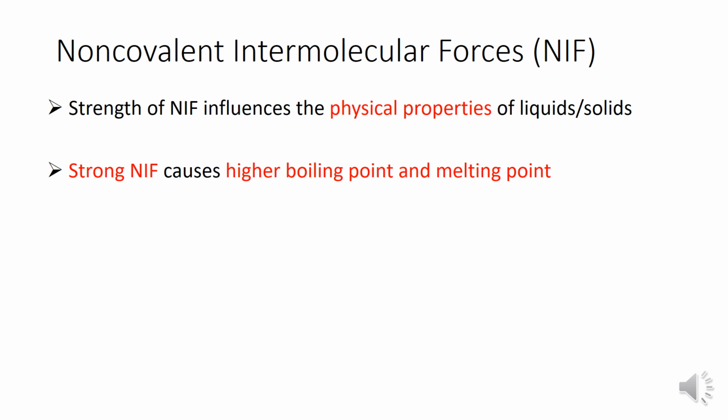Since the particles of a liquid or solid are closer together, its physical properties are influenced by the strength of the noncovalent intermolecular forces present. For example, strong noncovalent intermolecular forces result in a higher boiling point and higher melting point. Since strong noncovalent intermolecular forces hold the particles together, we have to heat the liquid or solid to a higher temperature in order to boil or melt the substance.